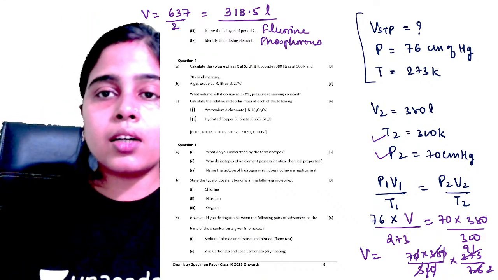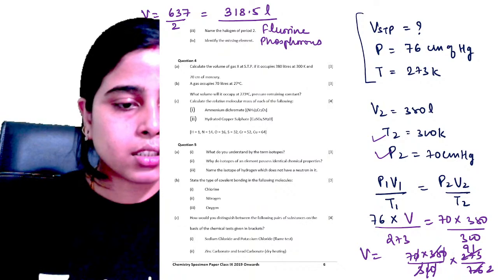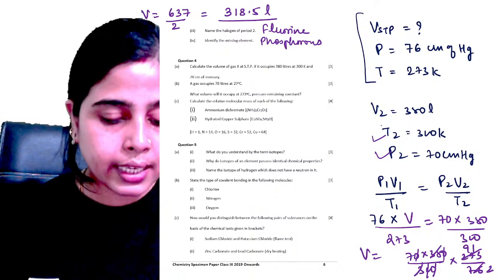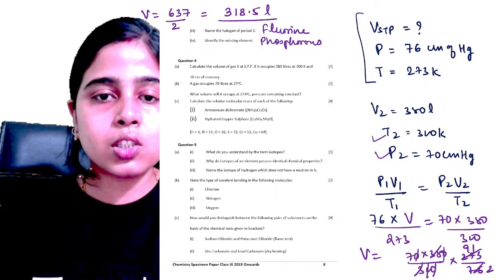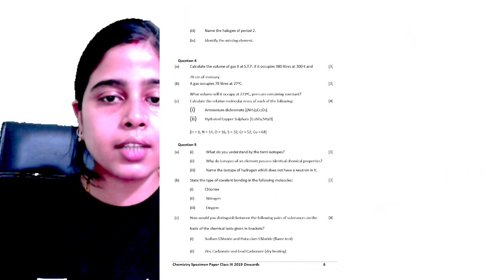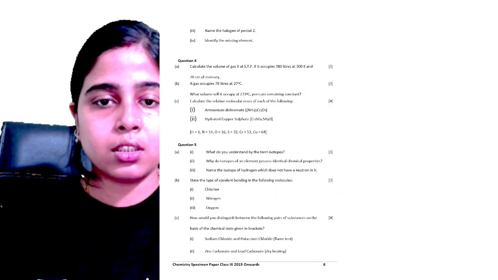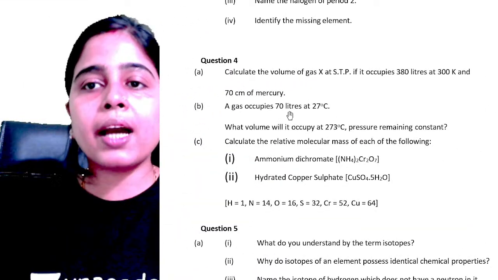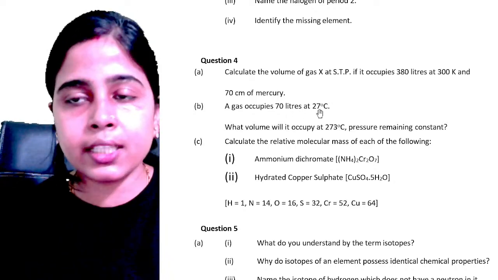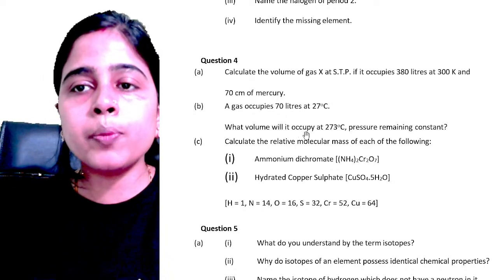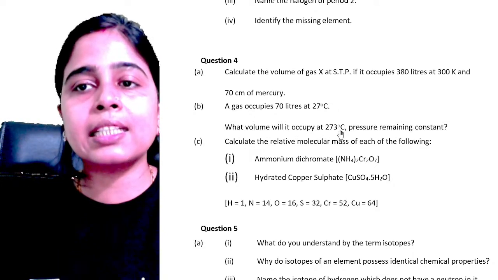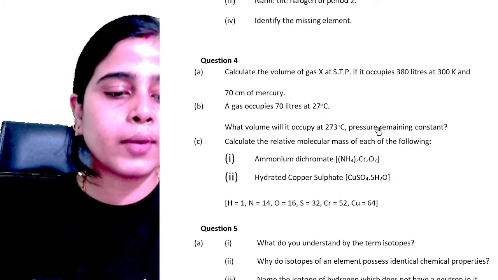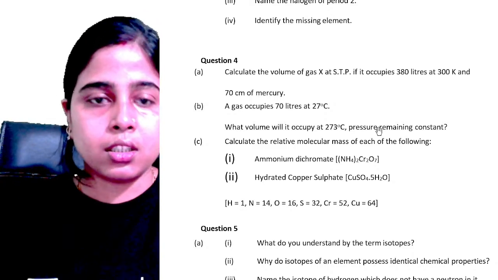So let's focus on our next numerical. I am just removing this part because I have to solve the other also. Okay, so let's try to solve the other question. A gas occupies 70 liters at 27 degrees Celsius. What volume will it occupy at 273 degrees Celsius, pressure remaining constant? Very easy question.